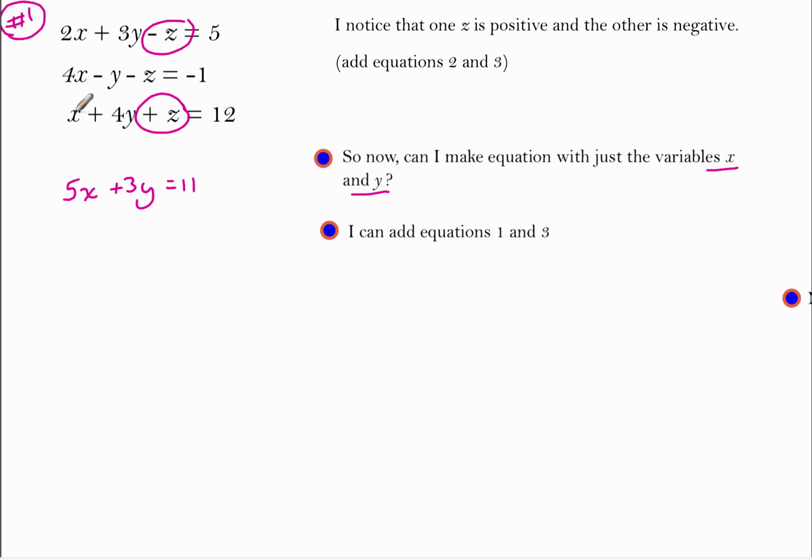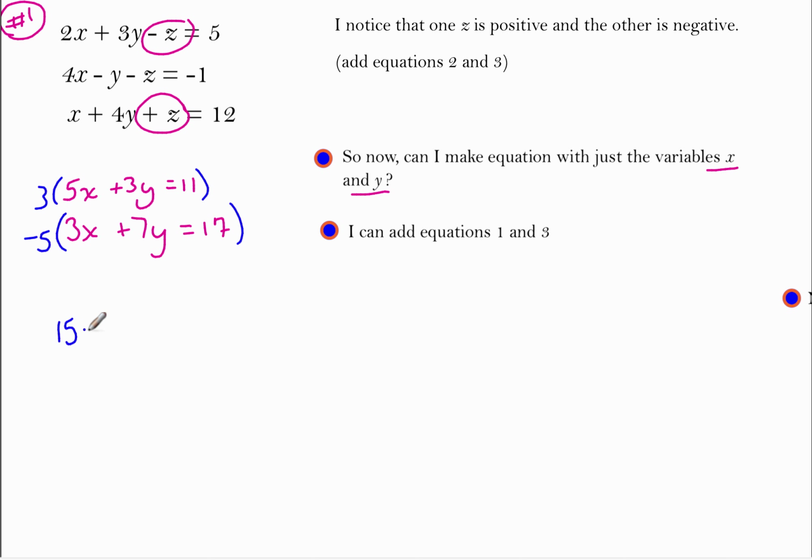So 2x and x gets me 3x. 3y and 4y gets me 7y. The z's cancel out, and I get 17. Now I'm back to 8th grade, and I am going to multiply this top equation by 3 and this bottom equation by -5.